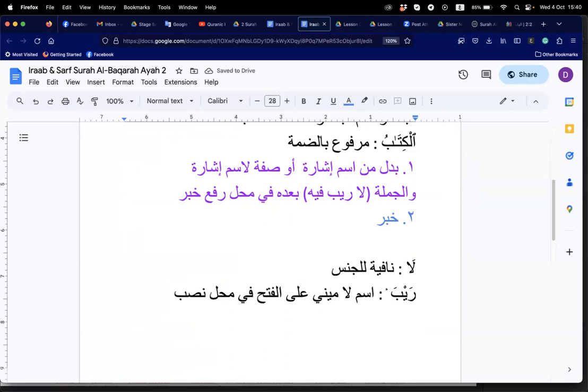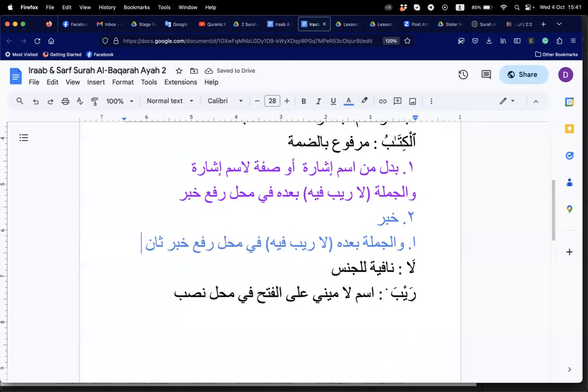I'm going to use alif. If you say that this is khobar, then you say, wal jumlah ba'dahu, which is la rayba fi, is going to be fi mahali rafin khabar thani. Yes, correct. Khobar thani. Okay.